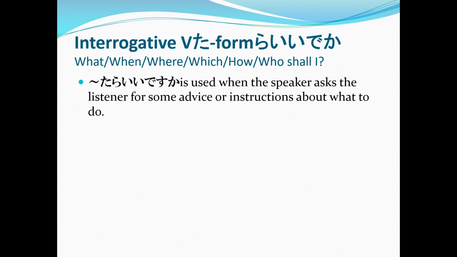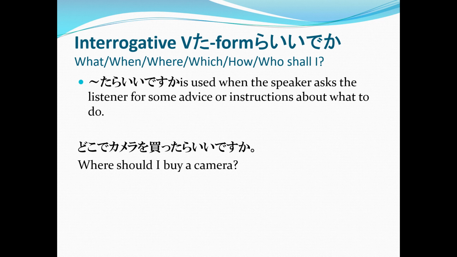For example, asking someone where to buy a good camera. Doko de kamera o kaitarai desu ka? Or in English, where should I buy a camera? By just using this sentence, you don't have to state that you are asking for advice or instructions, because by just using the interrogative verb tarai desu ka in Japanese, this means that you want some advice or instructions.